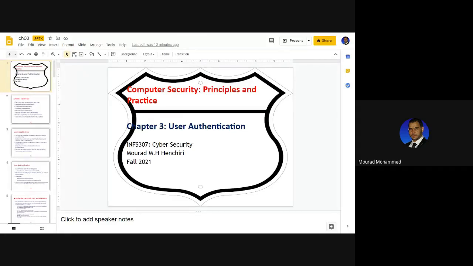Are you able to see the new slide, please? Yes, Mr. Yes, that's good.